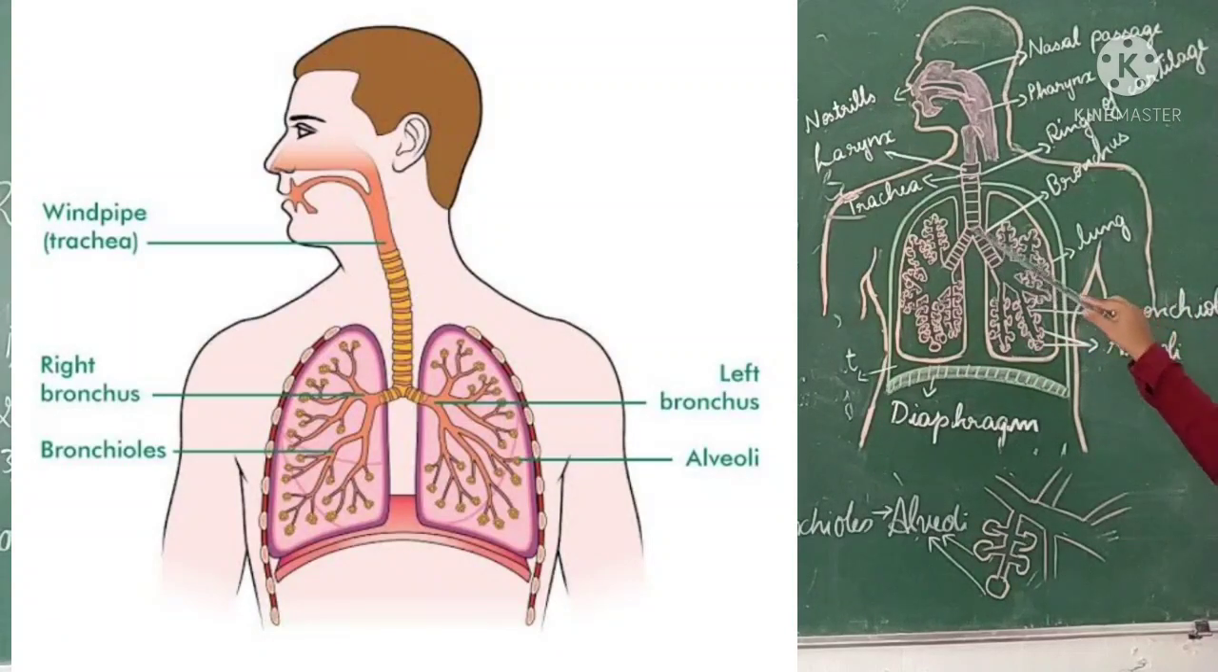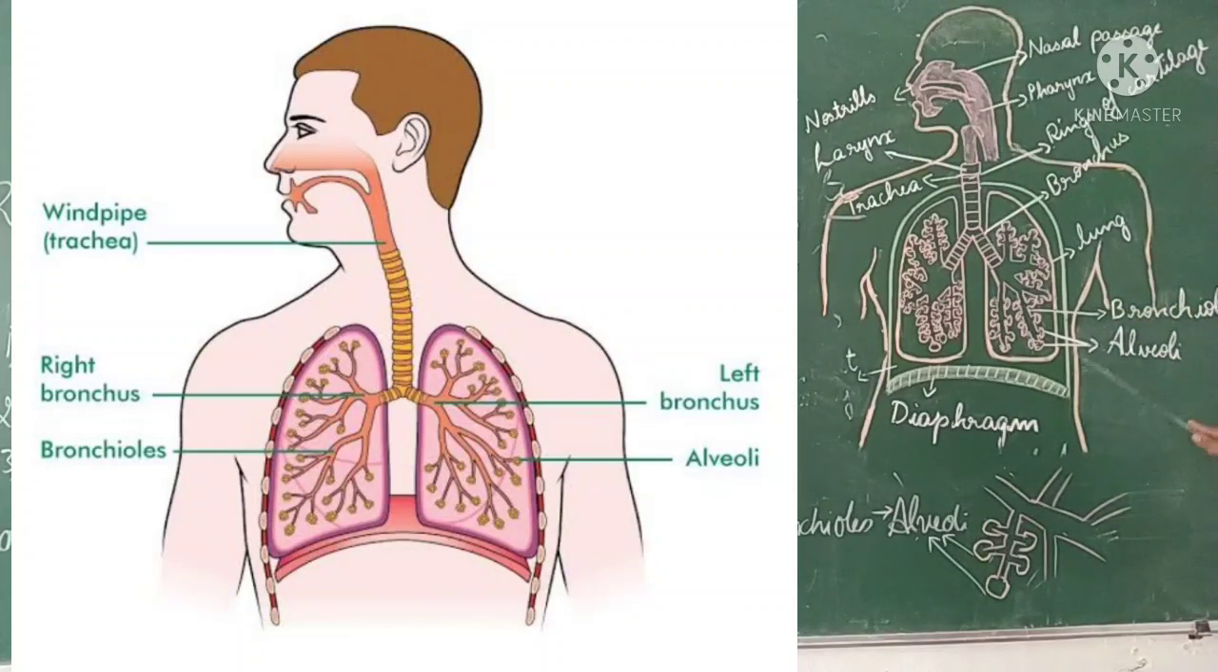So each of the bronchus will be branching into the lungs, which are located at the left and right side of the chest cavity. The bronchus is further divided into another part called bronchioles. At the end of the bronchioles you can see many small air sac-like structures, and that is called alveoli.